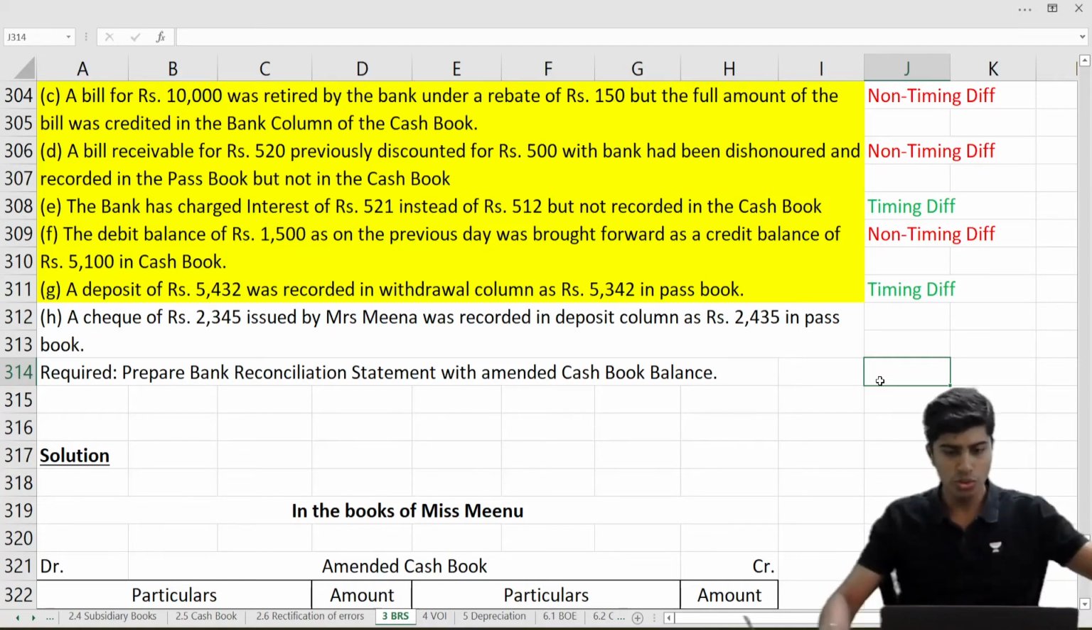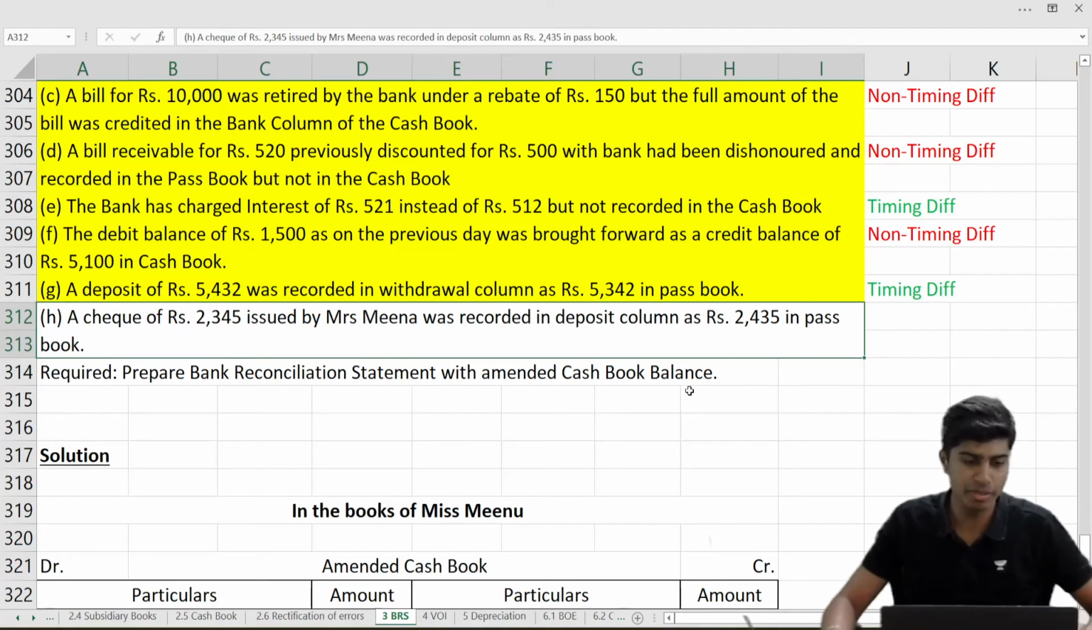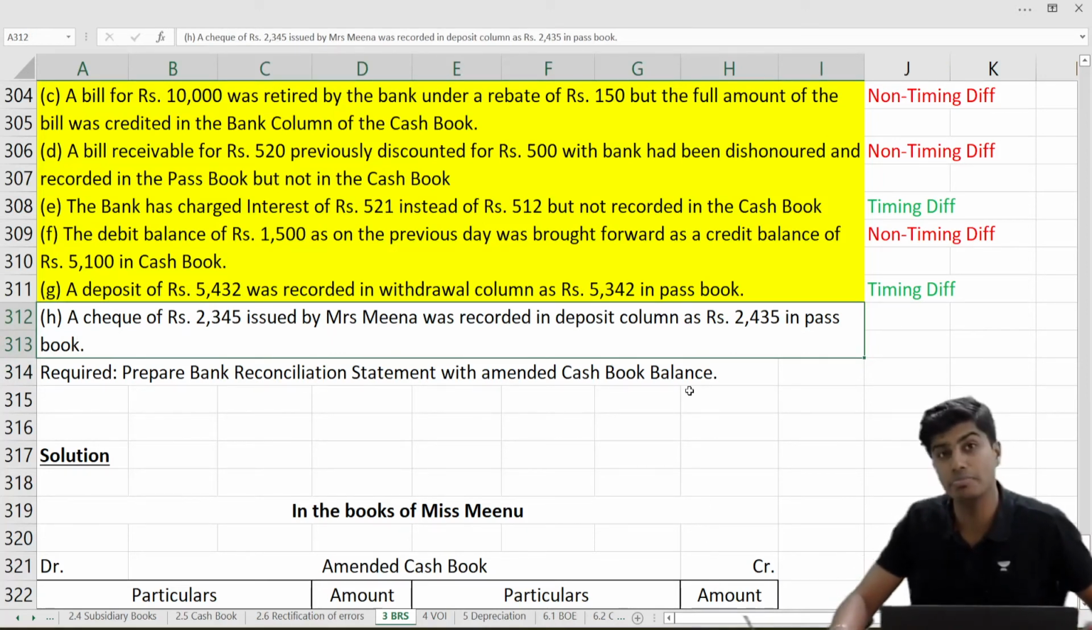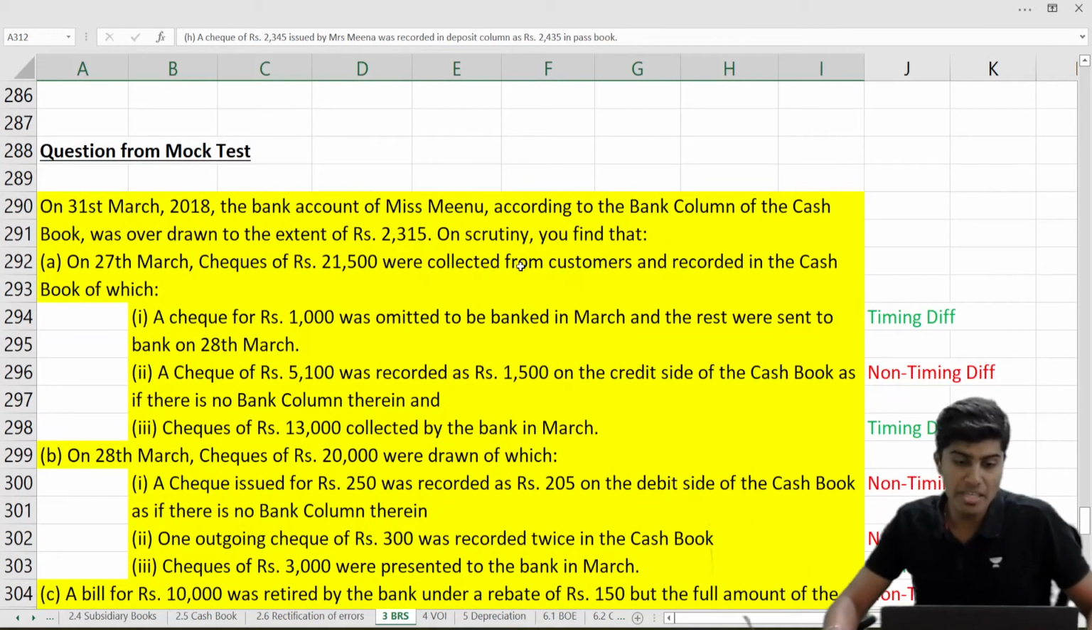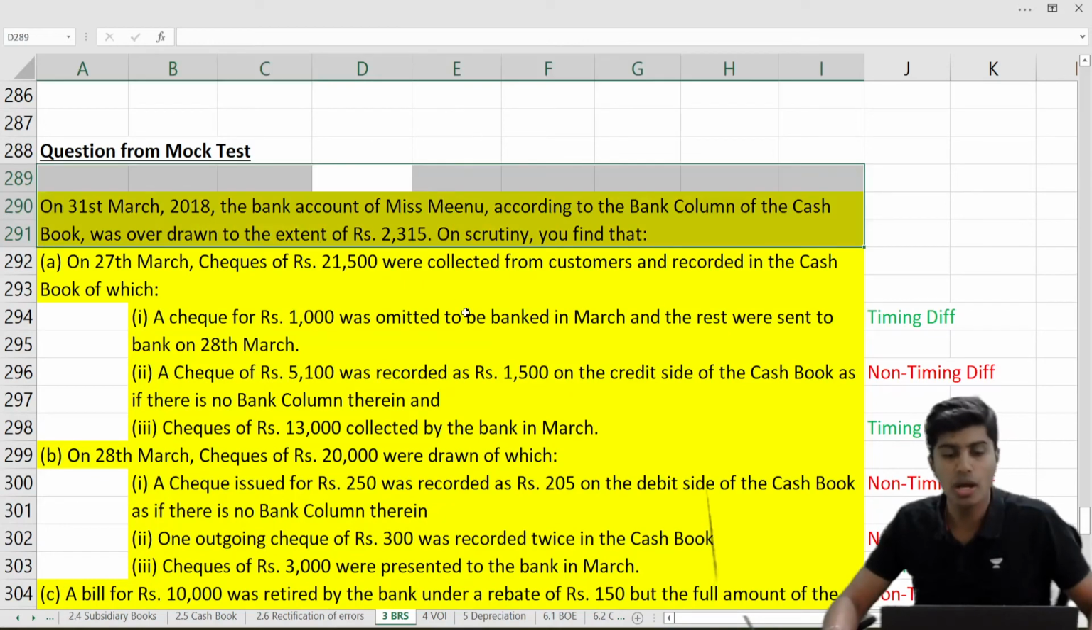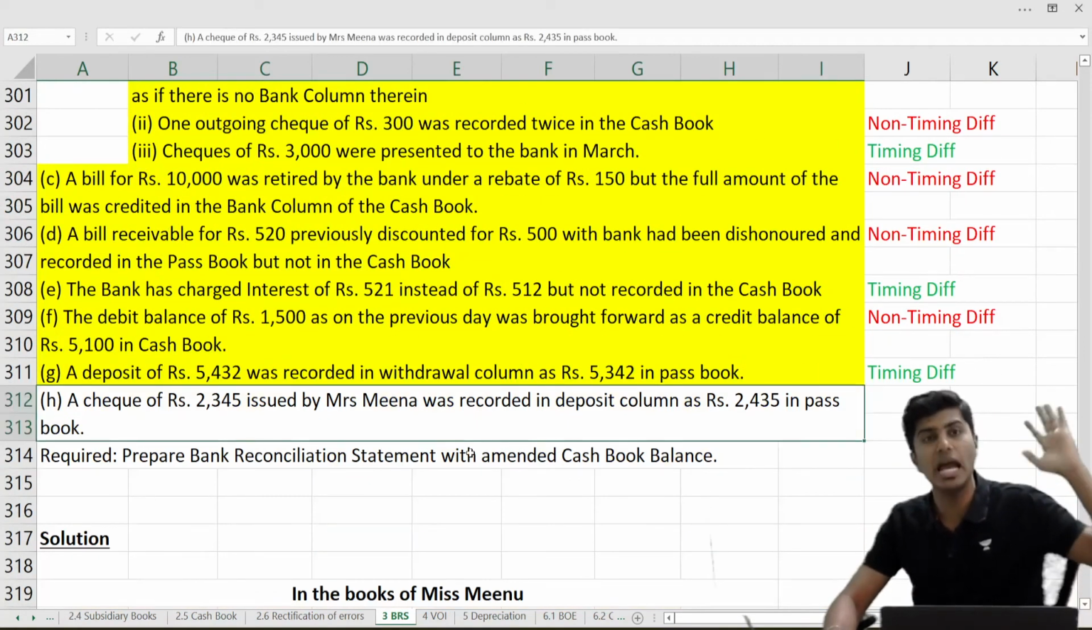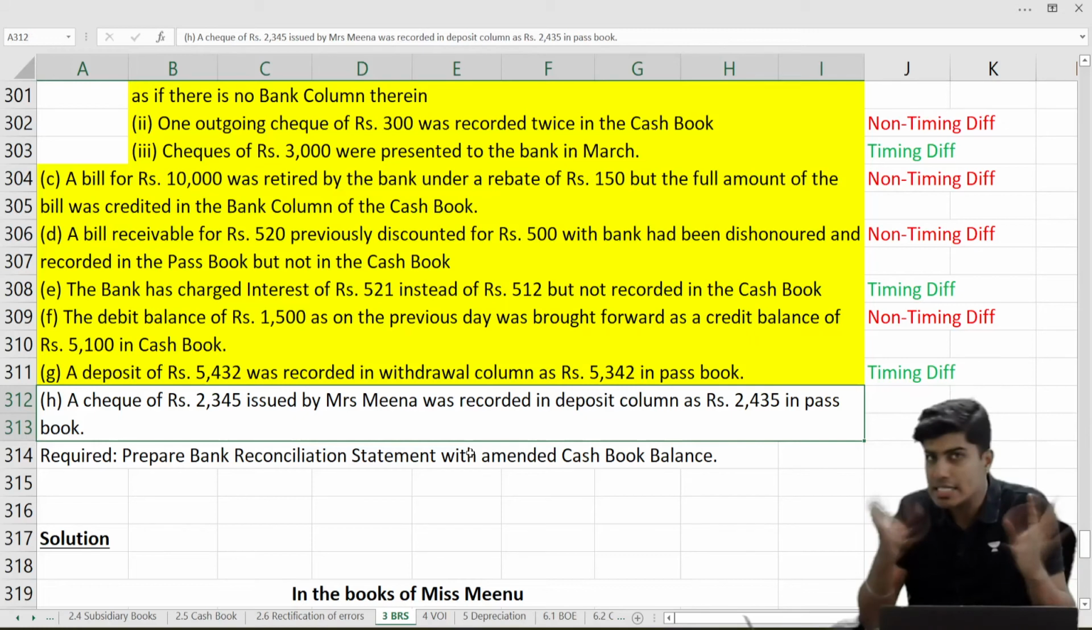Done. So the last one, H adjustment. A check of rupees 2345 issued by Mrs. Meena. Who issued this check? Mrs. Meena. Who are we? Miss Meenu. We are representing Miss Meenu. And this check is issued by Mrs. Meena, meaning it is not us.